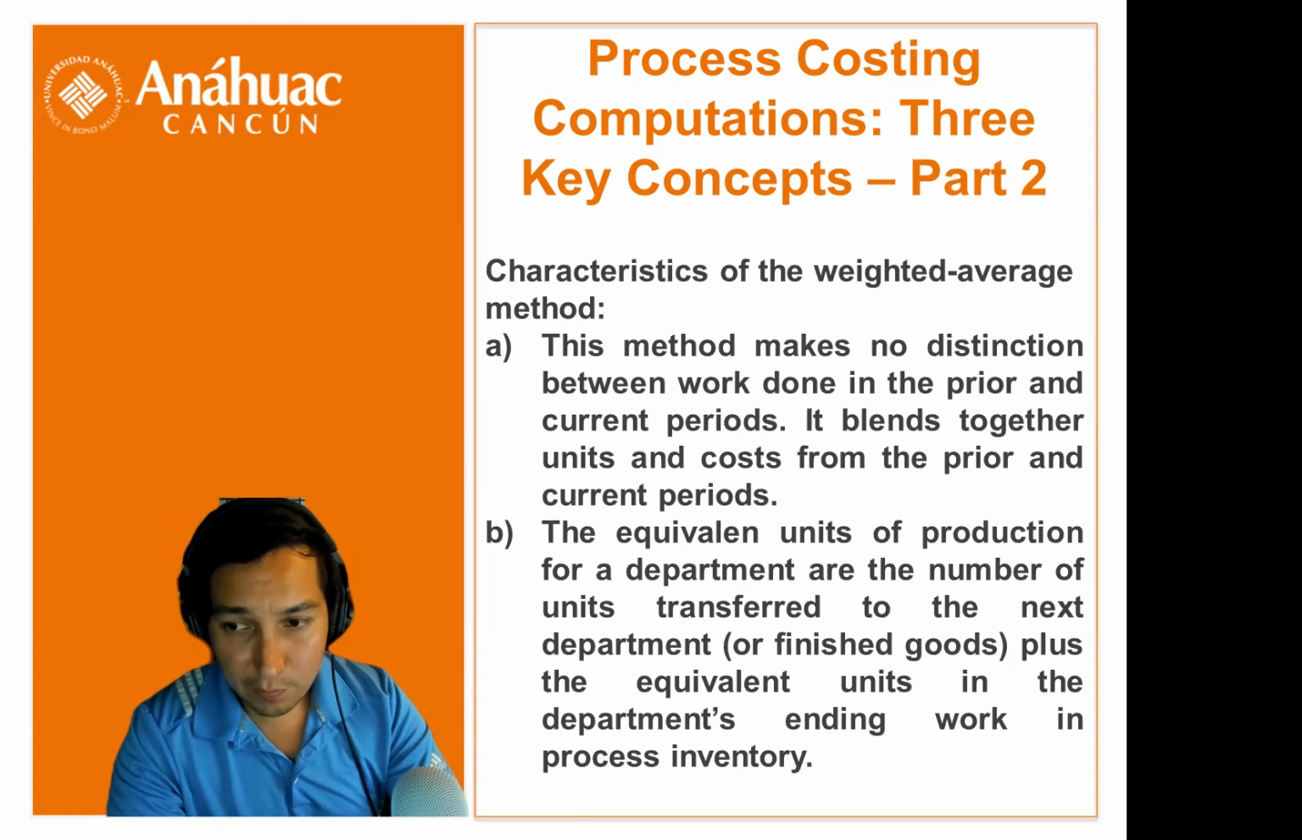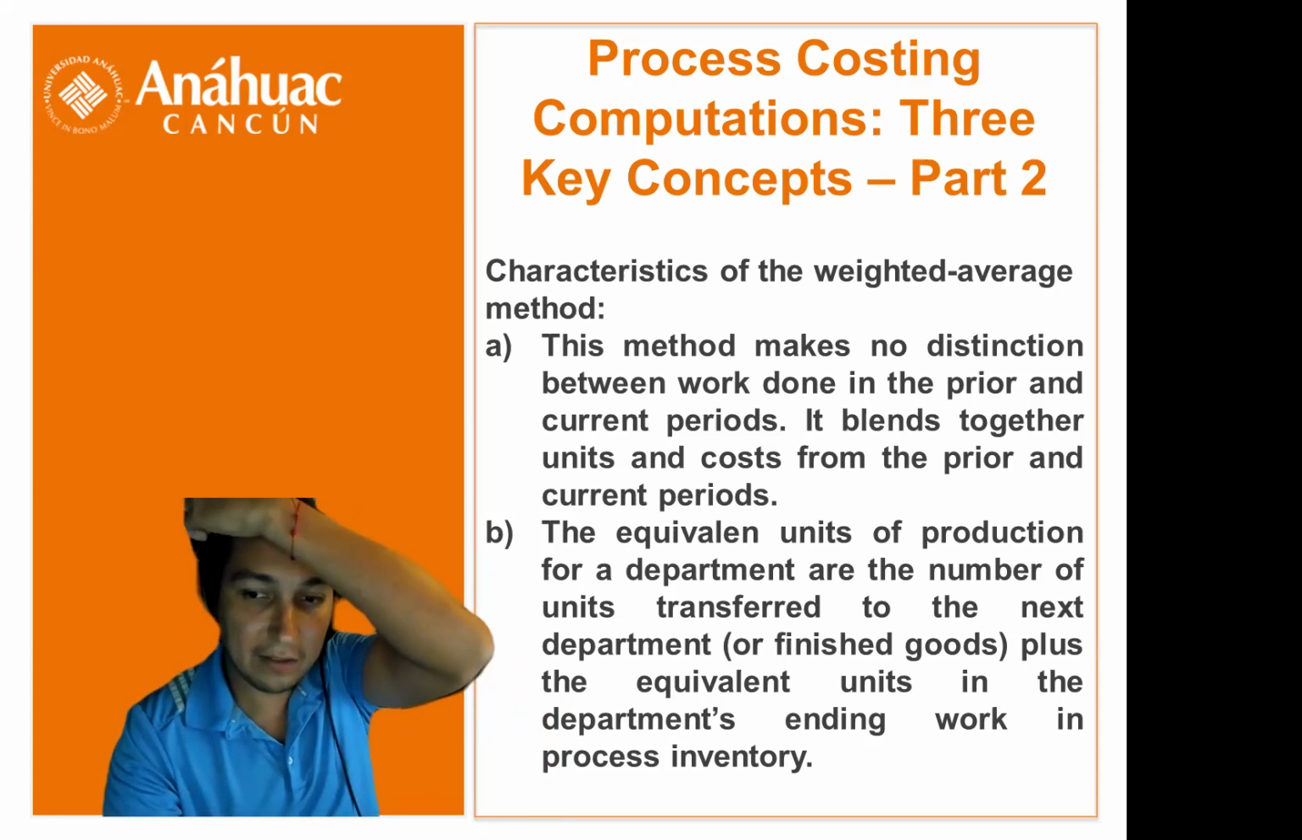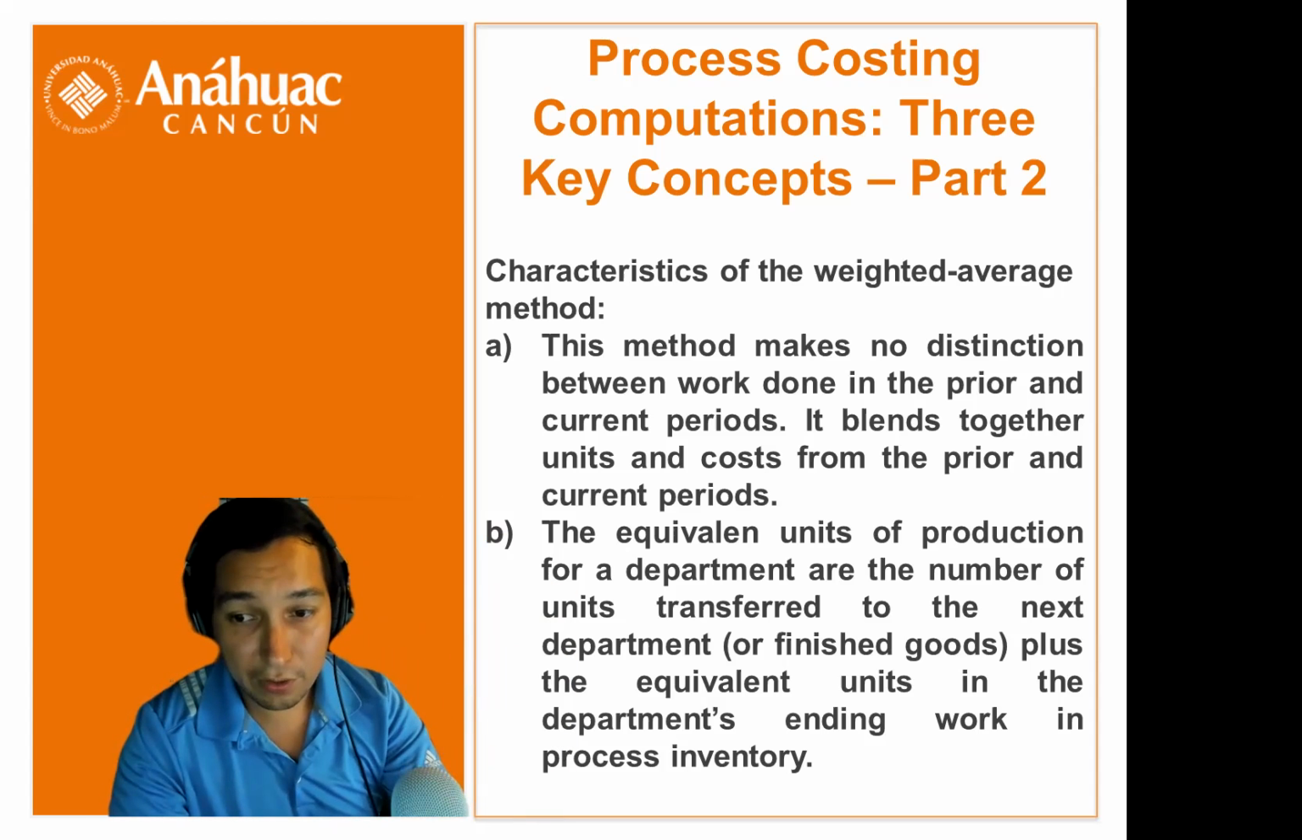Under the weighted average method, there is no distinction between work done in the prior period and in the current period. It averages or blends all of those units together. So the costs from the prior and current periods get blended together, and the equivalent units of production for the department are the number of units transferred to the next department, or finished goods, plus the equivalent units in the department's ending WIP.